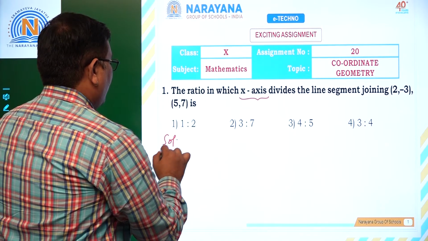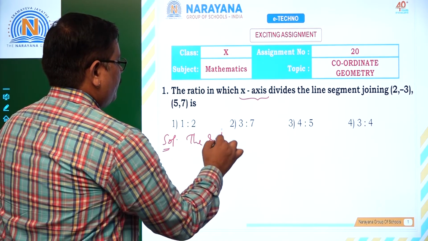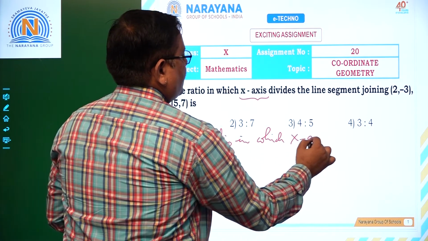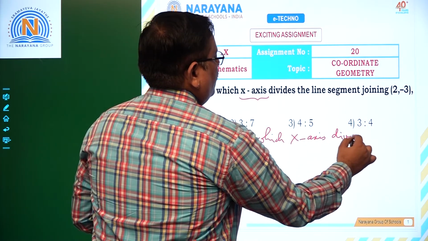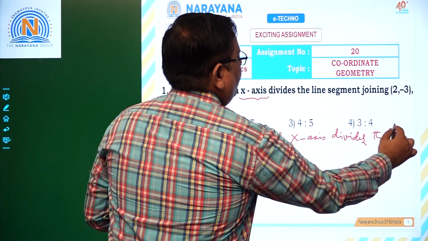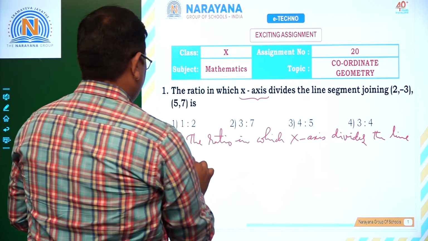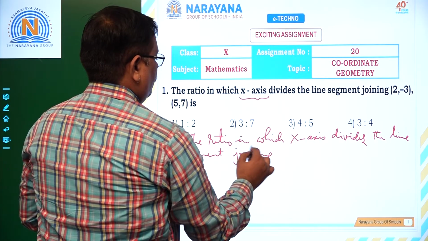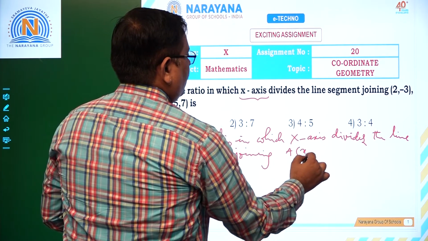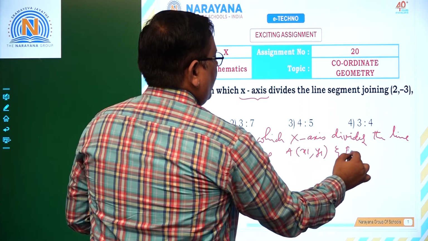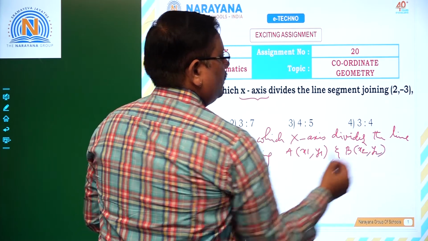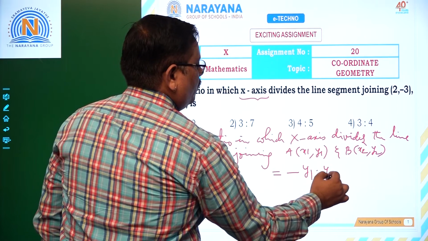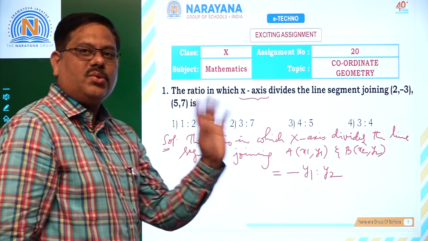Here we have a formula. The ratio in which x-axis divides the line segment joining A(x1, y1) and B(x2, y2) is given by -y1 : y2.